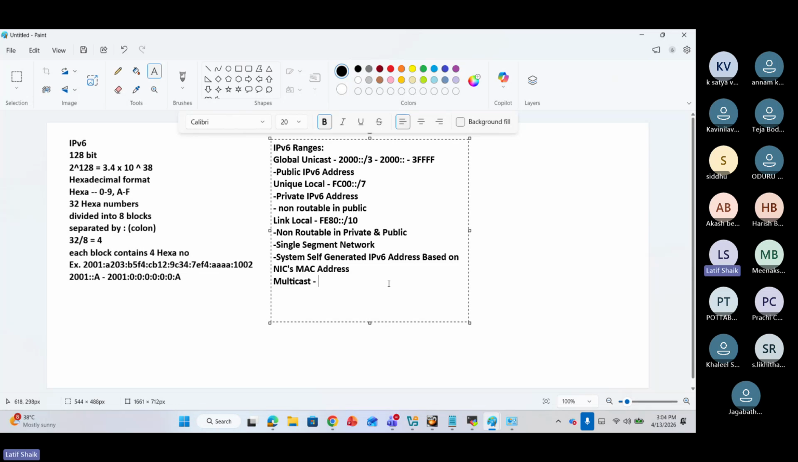One-to-one communication is unicast. From my system to my desktop, if I send a packet, that is unicast, one to one. A system has a unicast address.